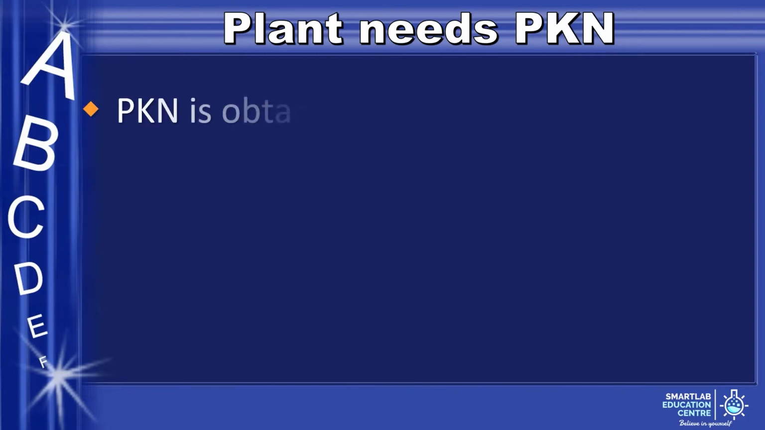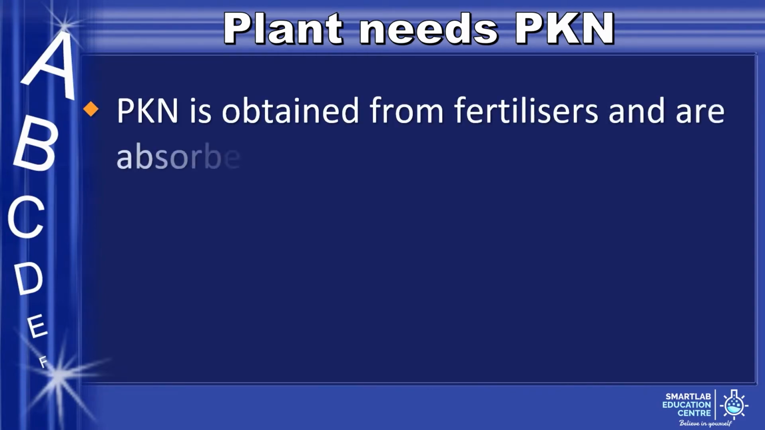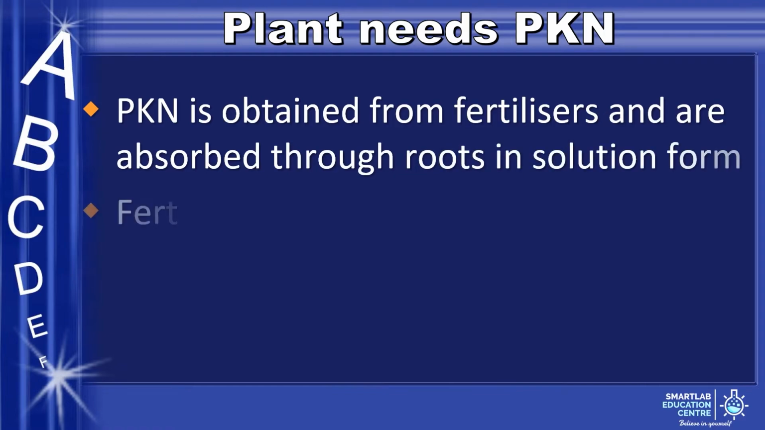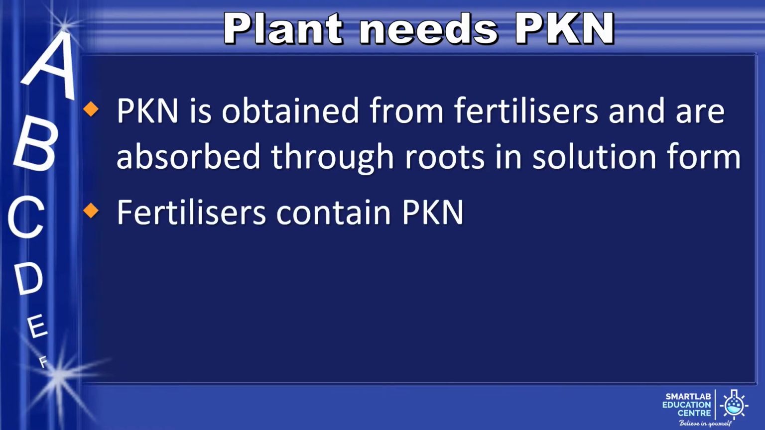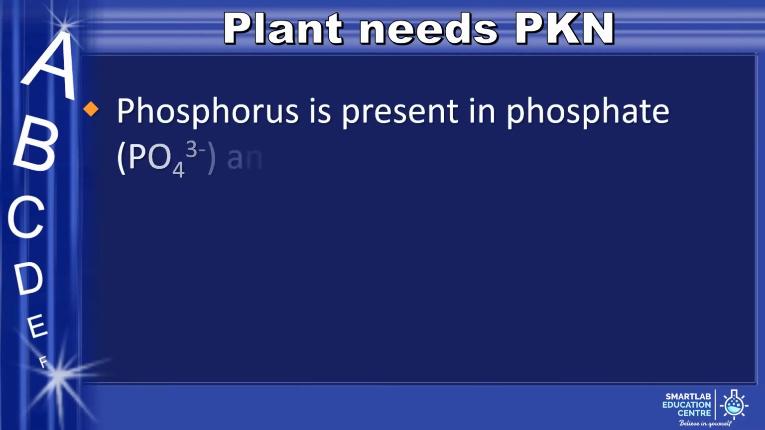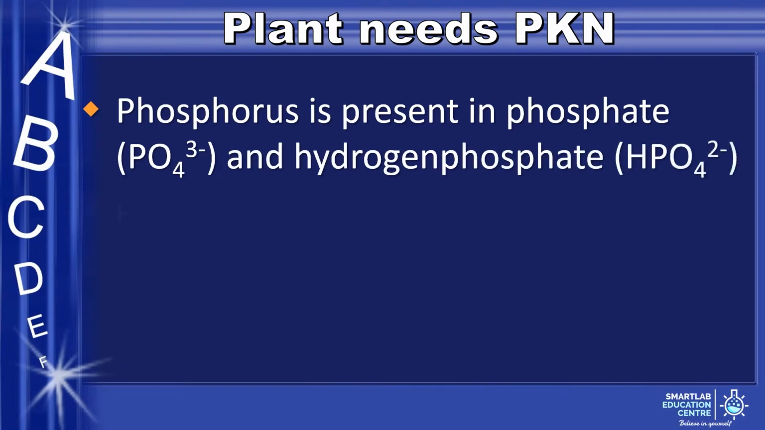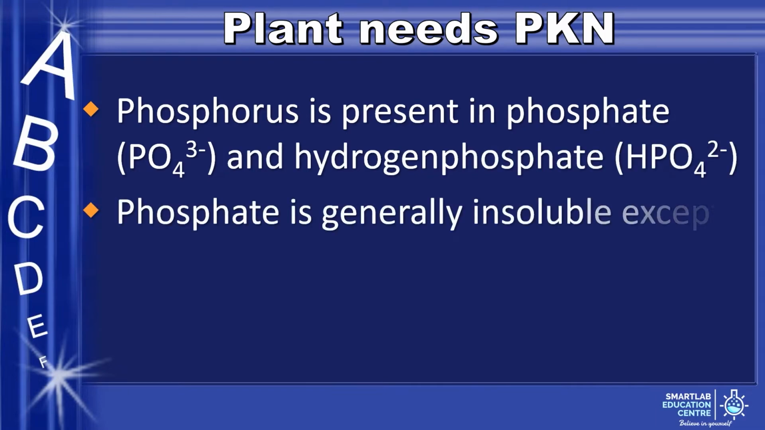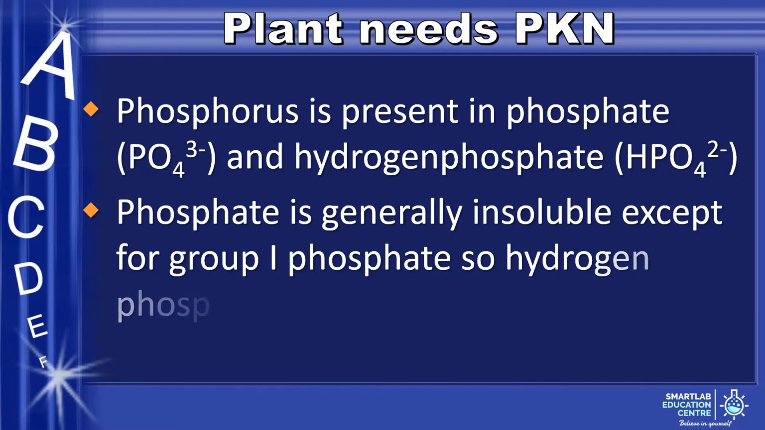PKN is obtained from fertilizers and are absorbed through roots in solution form, and these fertilizers all contain PKN. Phosphorus is present in phosphate and hydrogen phosphate. Phosphate is also generally insoluble except for group 1 phosphates, so hydrogen phosphate is being used instead.